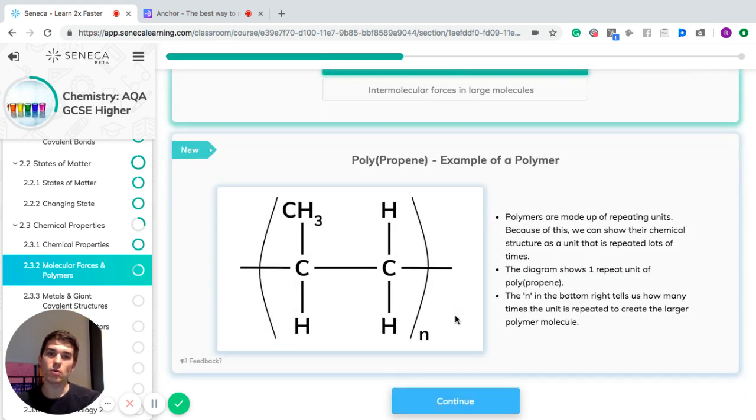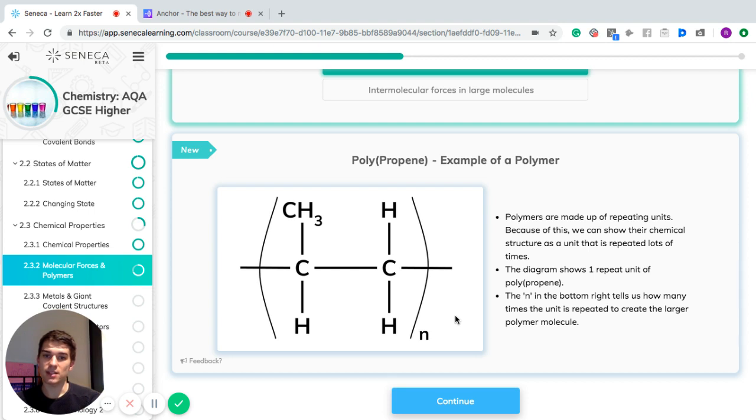Polypropylene is an example of a polymer, and it's made up of many, many repeating units. Because of this, we can show the chemical structure as the simple chemical structure and show it repeated lots of times. So we just show one repeating unit for polypropylene in this example. We put 3 carbon atoms with hydrogens attached, and we put brackets around them and put a little n in the bottom corner to show that we have many, many of these repeating over and over again.